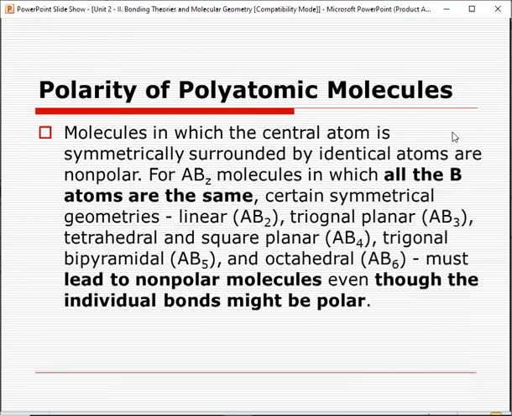Molecules in which the central atom is symmetrically surrounded by identical atoms are nonpolar. So, for AB_n molecules in which all the B atoms are the same, certain symmetrical geometries like linear, trigonal planar, tetrahedral, square planar, trigonal bipyramidal, and octahedral must lead to nonpolar molecules even though the individual bonds might be polar. So kung same ang outer atoms, possible gyud nga nonpolar ang molecule, bahalag ang individual bonds is polar.